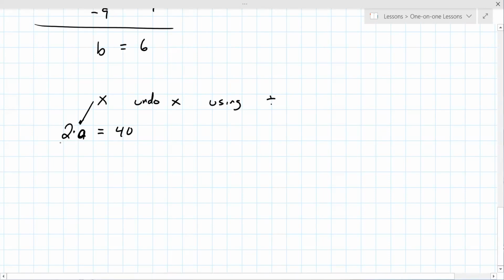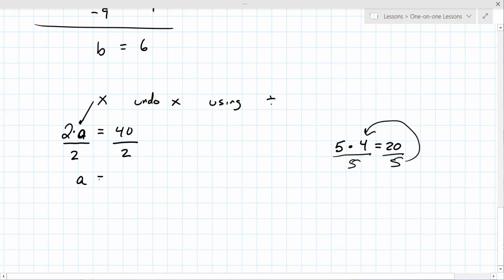Kind of. Okay, so let's say you have 5 times 4 equals 20. If you divide both sides by 5, you get back to 4. So division undoes multiplication, and multiplication undoes division. Now I see what you're saying. So 2 is what you divide both sides by, and because it undoes multiplication, it just cancels out. So a equals 20.